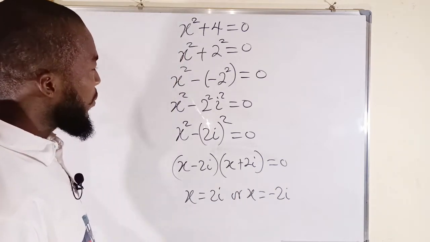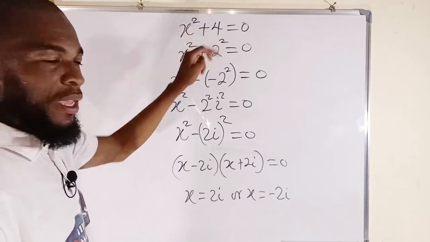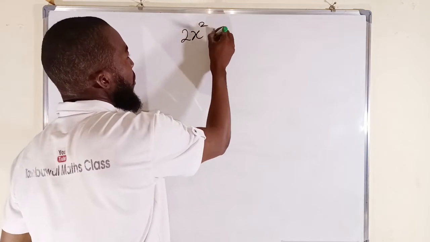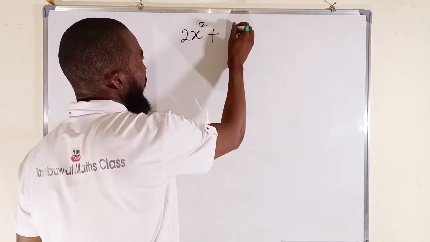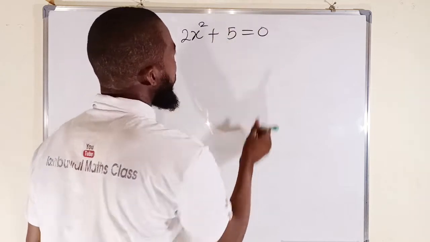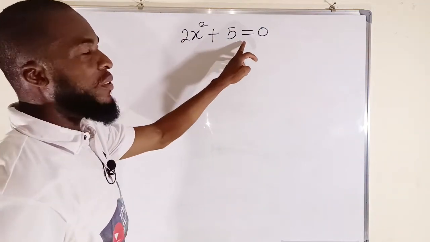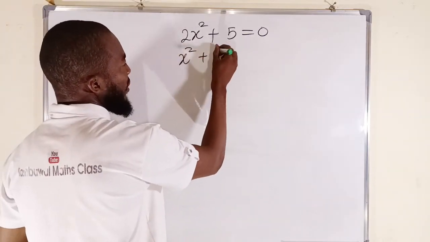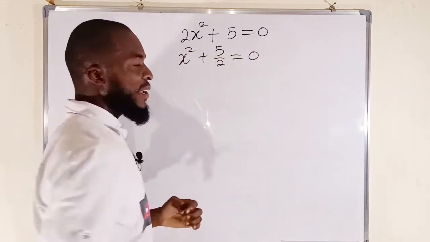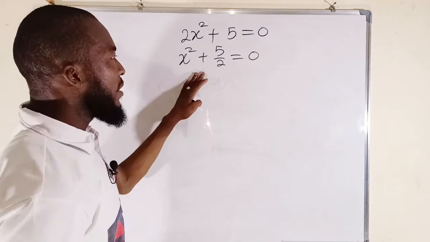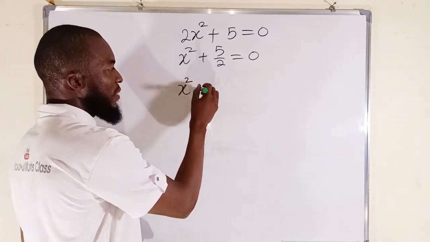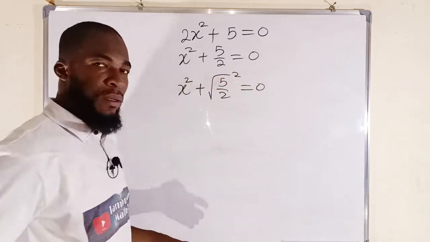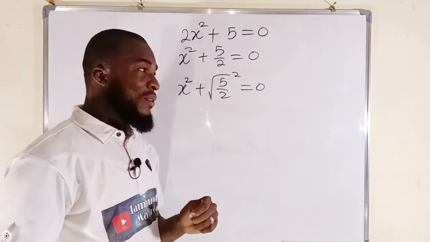Let me take the last one where we have a non-perfect square number here. So for example, suppose we have 2x squared plus, let me use 5, equal to 0. First of all, let us divide each term on both sides by 2. So this becomes x squared plus 5 divided by 2 equal to 0 divided by 2, which is still 0. And from here, we can write this one as x squared plus the square root of 5 divided by 2, all squared. So from here, we can introduce that negative sign.